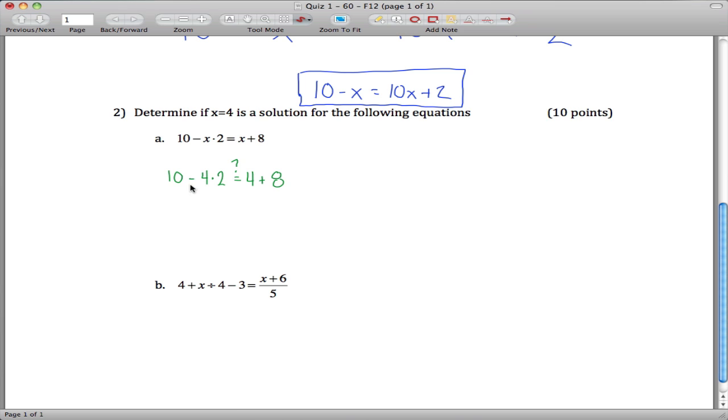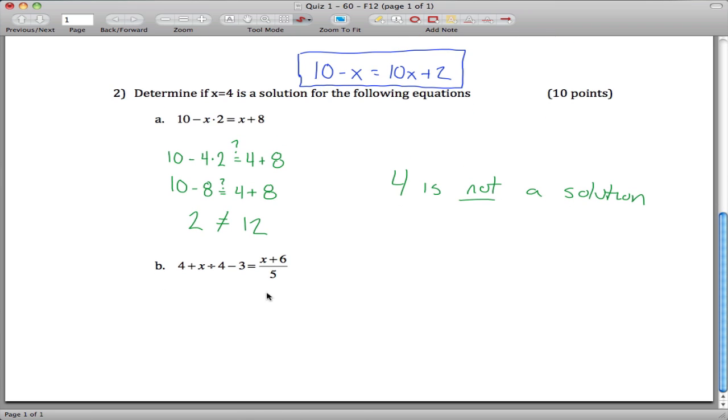Left-hand side is a little bit tricky. It's tempting to do 10 minus 4 is 6, but you have to remember your order of operations. You multiply and divide before you add and subtract. So really what we're going to do here is multiply 4 times 2 and get 8, and then ask, is 10 minus 8 the same as 4 plus 8? I think what we're going to get is that's not true. 10 minus 8 is 2, and that is not the same as 12. So 4 is not a solution.